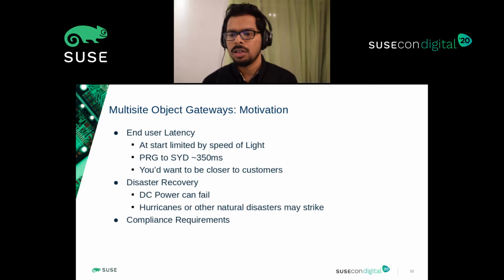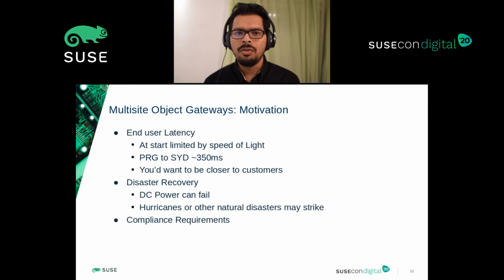And the other thing is disaster recovery. Whole data centers can fail, or power can fail, or a natural disaster can strike. Over this, you also have compliance requirements that say your data must be stored in multiple data centers that are not geographically close to each other. And depending on how critical the data is, you might actually want that geo-redundancy.